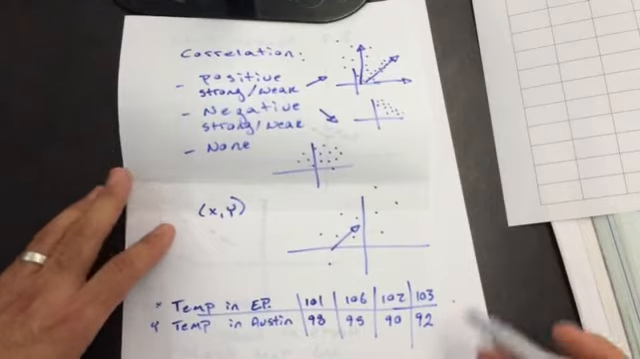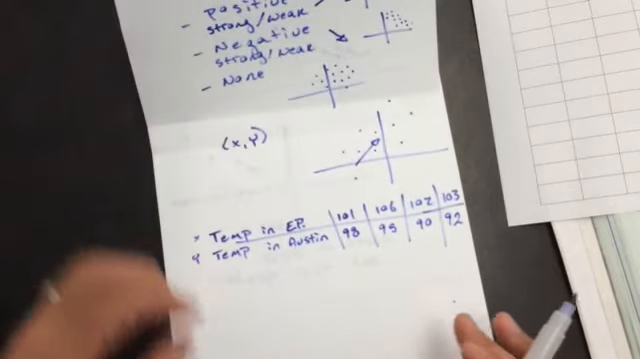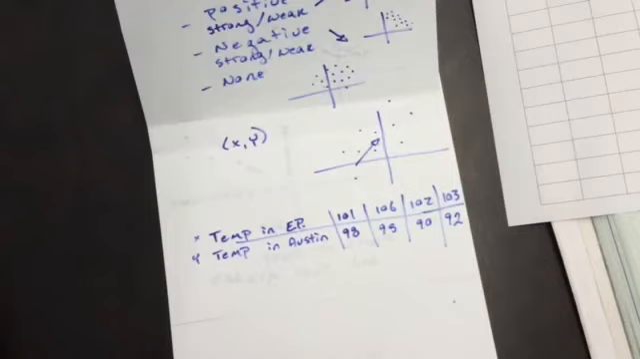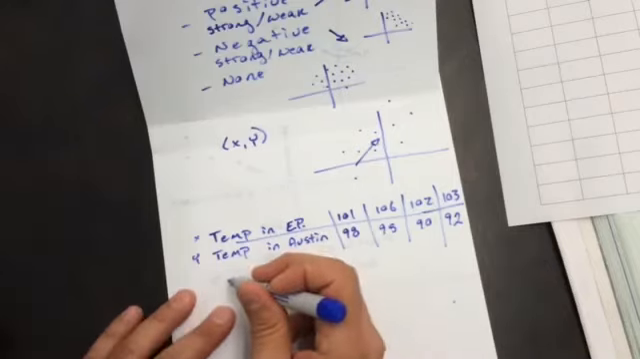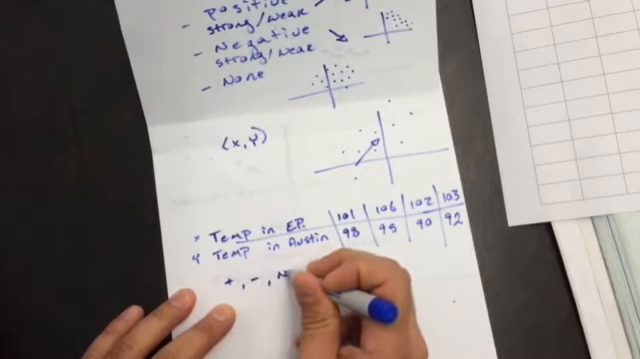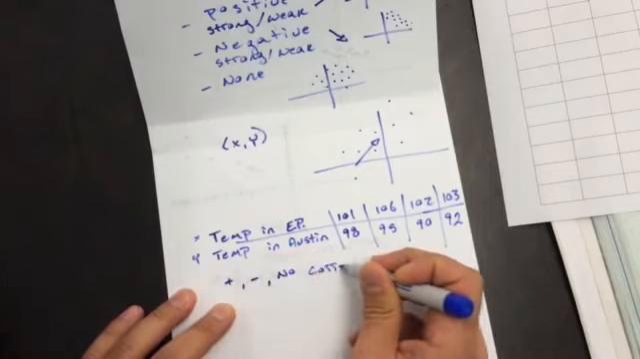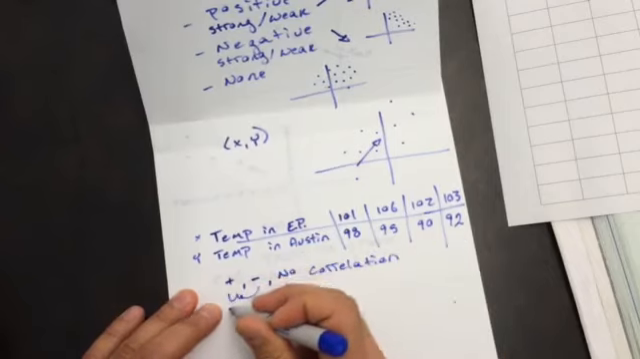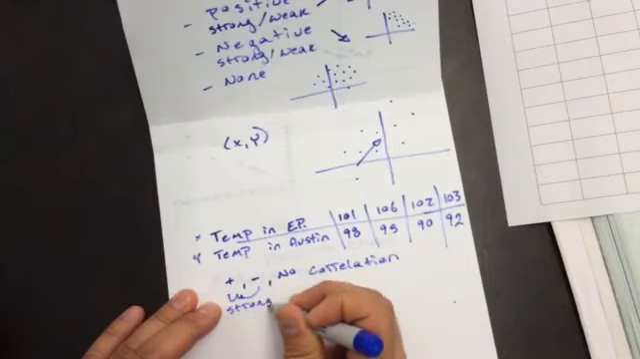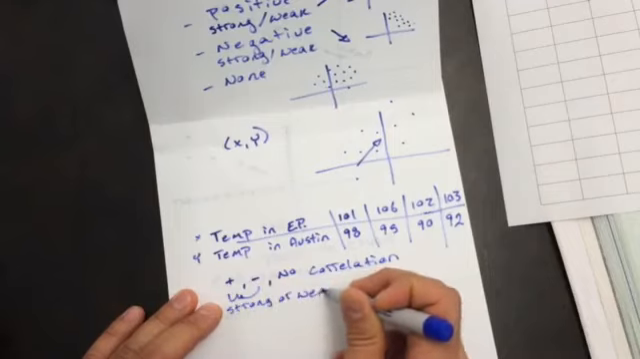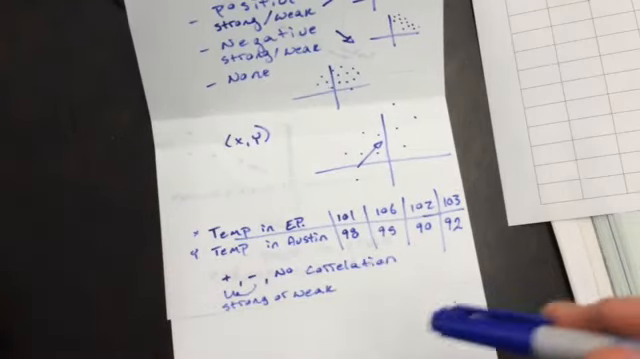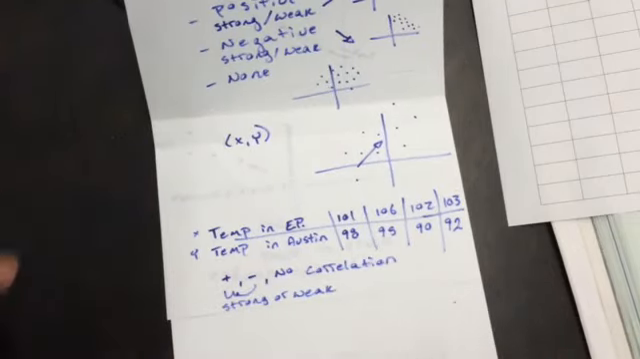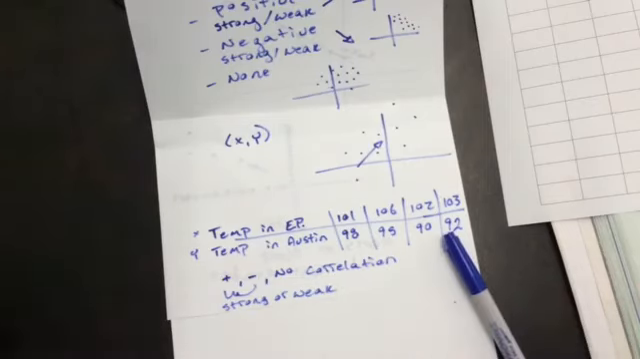So I want you to use your X as your temperature in El Paso and your Y as your temperature in Austin, and just make the scatter plot and then tell me if it has a positive, negative, or no correlation. If it's either positive or negative, tell me if it's strong or weak. So you're going to make the graph. You can just draw it on your paper. Make the graph. Tell me if it's positive, negative, or no correlation. If it's positive or negative, tell me if it's strong or weak.